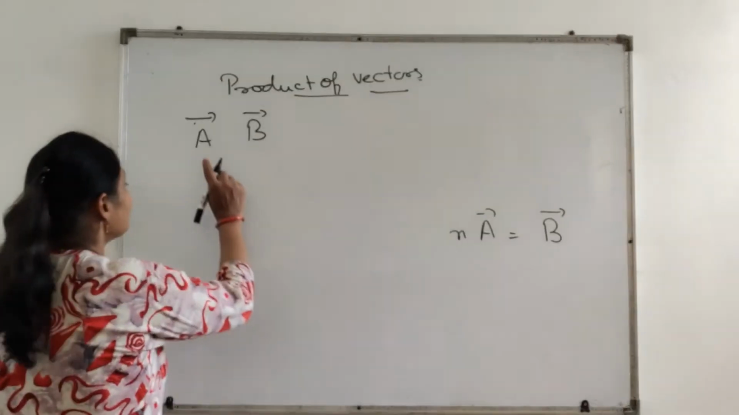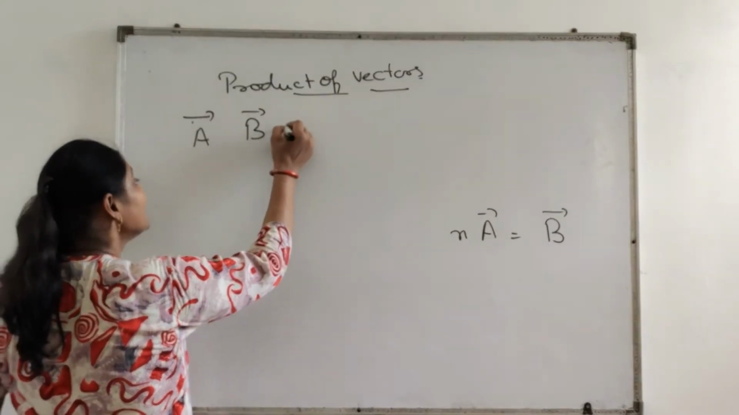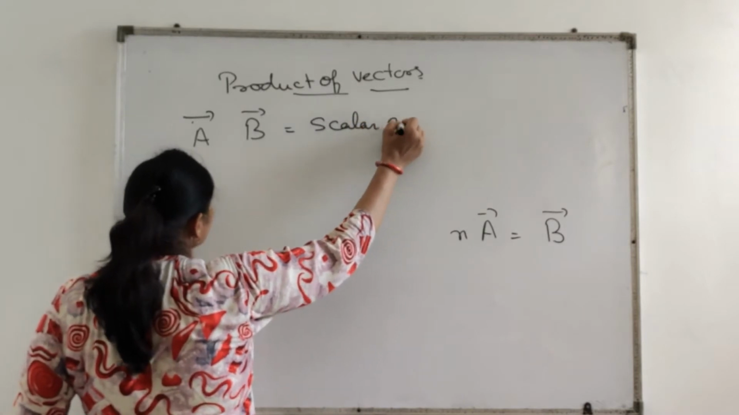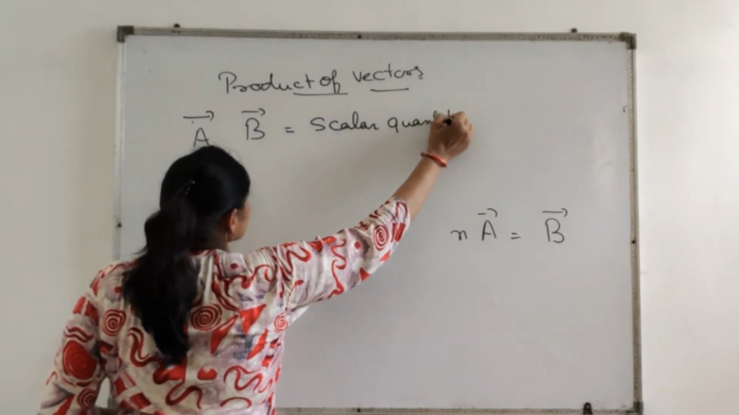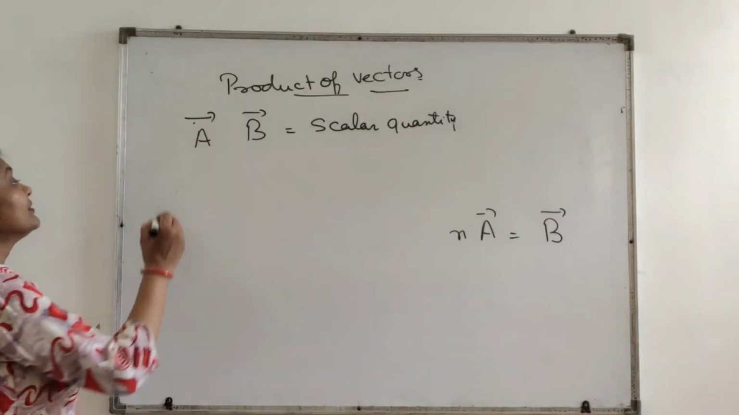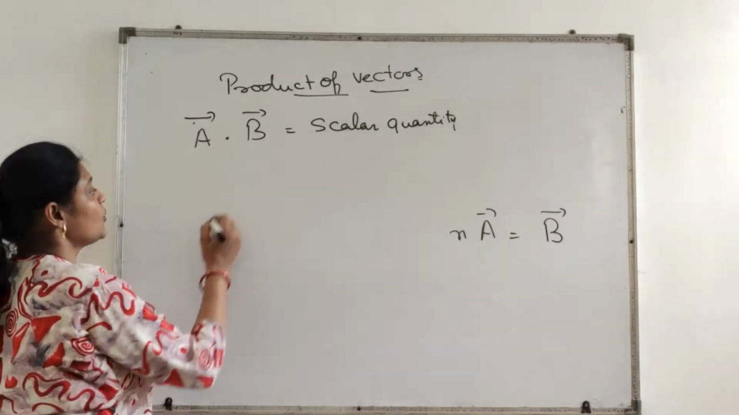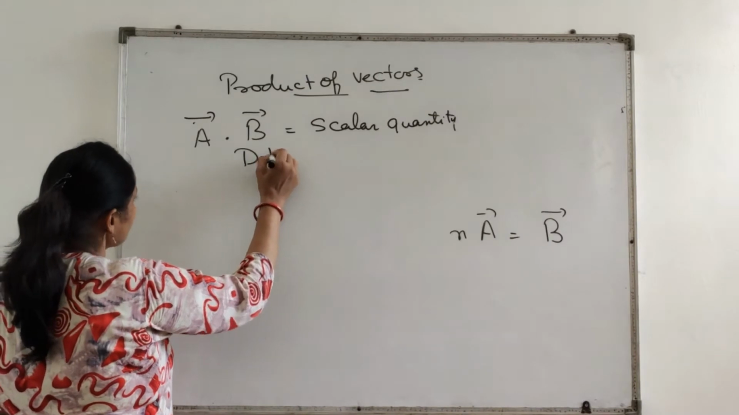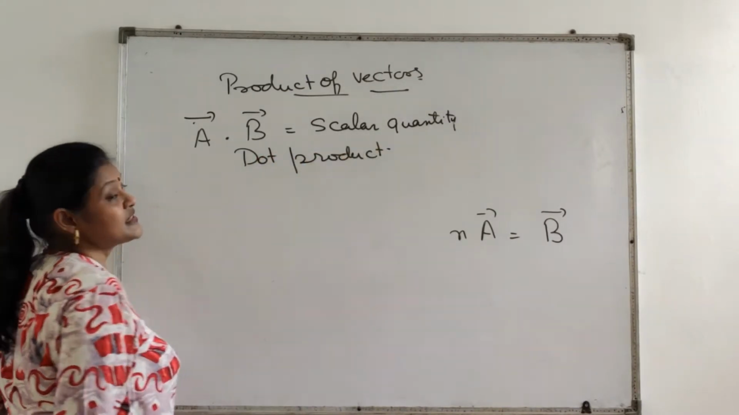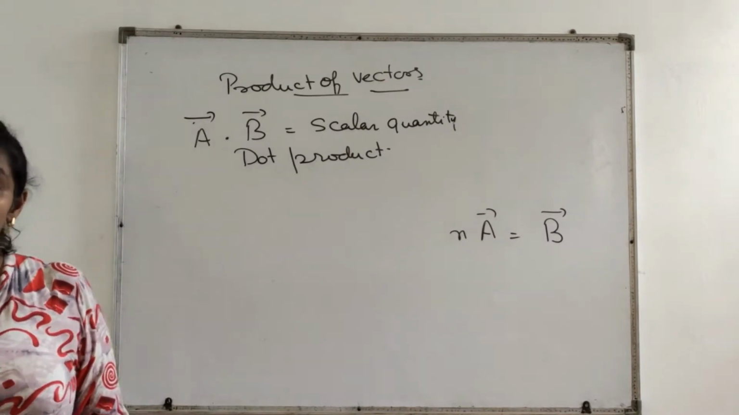When you multiply two vector quantities and the result is a scalar quantity, then the product is known as dot product. What is it known as? It is known as dot product.